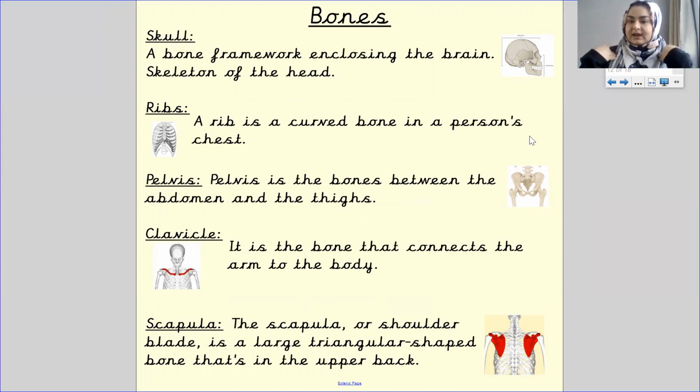Clavicle. It is the bone that connects the arm to the body. So the bone around here. Scapula. The scapula, or shoulder blade, is a large triangular shaped bone that's in the upper back. So it's on the back, okay?